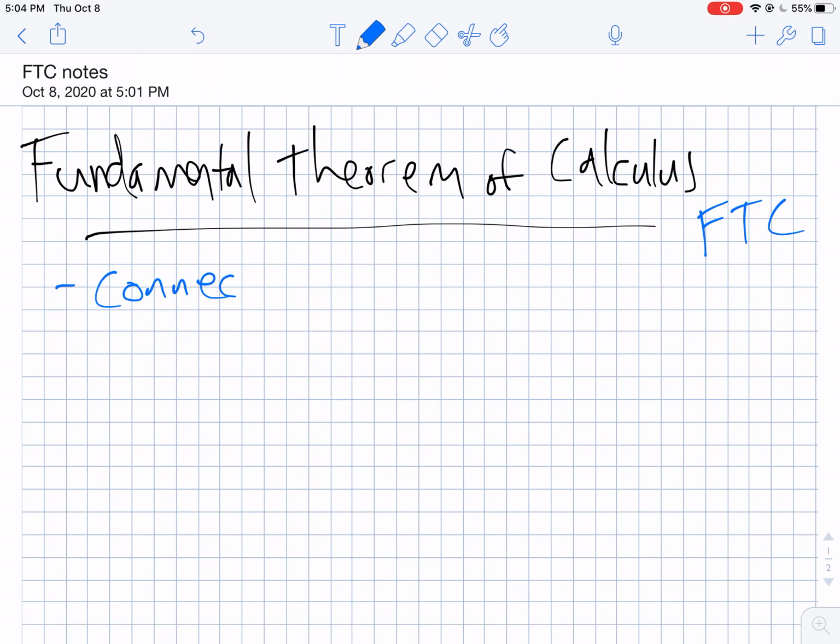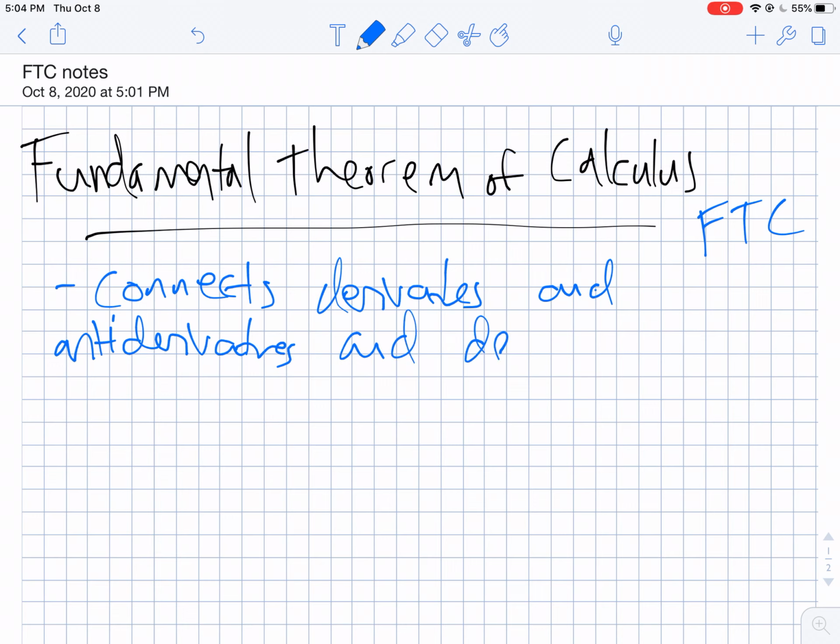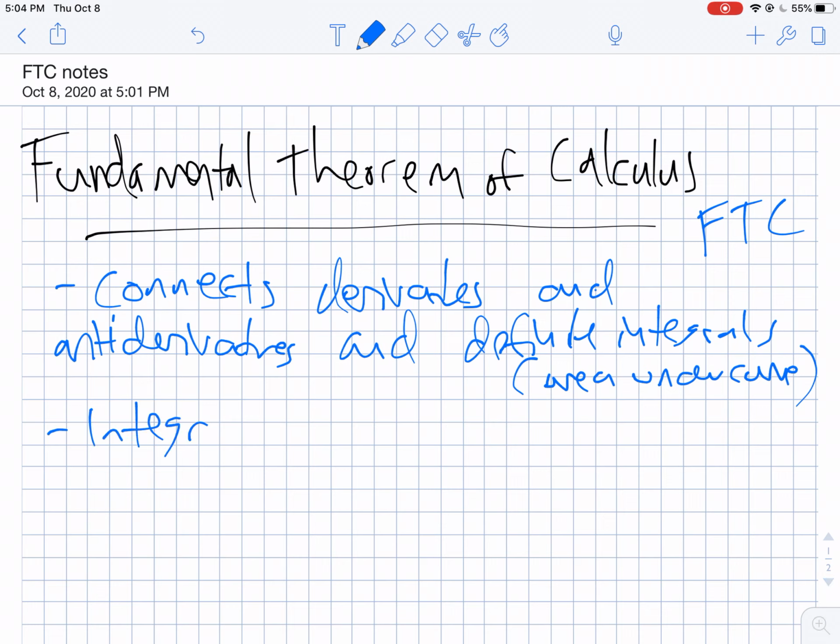It connects derivatives and antiderivatives, and it also connects them to definite integrals, which are what we think of as the area under some curve. And the next thing that it does is it shows that integrals and derivatives are truly opposites, as you probably suspected already. So that's what's going on with the fundamental theorem in the big picture.